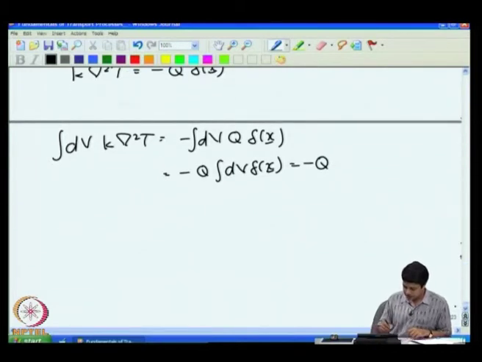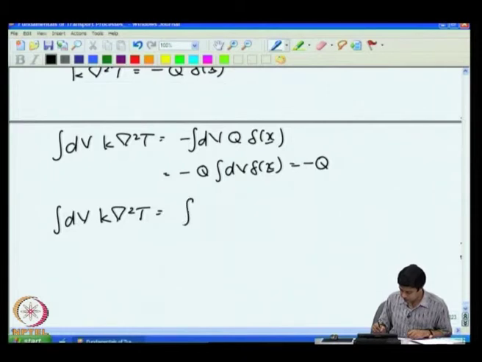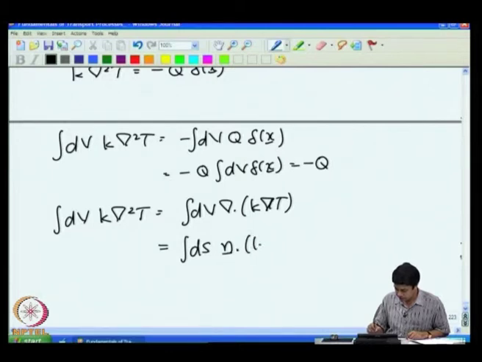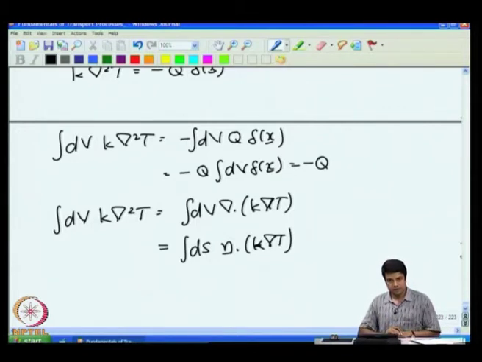Now, on the left hand side, this volume integral of K del square T, I can write as the integral over the volume dV of the divergence of K grad T. The divergence theorem tells me that this can be simply written as the integral over the surface S of n dot K grad T, where the surface S is any surface that includes the origin.